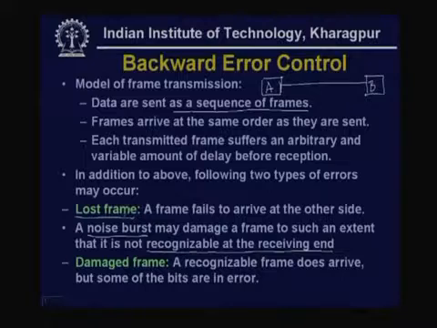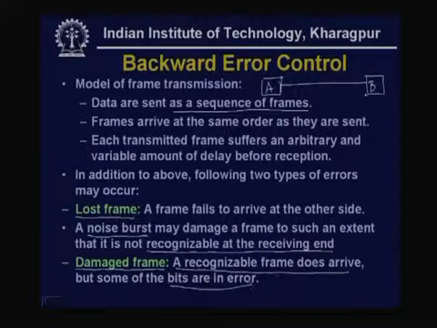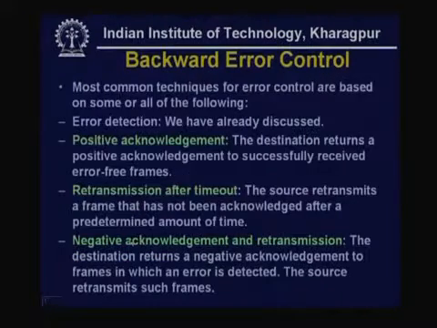Another possibility is that the frame is damaged. Whenever an error occurs and that is detected by a suitable error detection scheme that we have already discussed, then we can say that the frame is recognizable, but some errors have occurred, bit errors have taken place. In such a case we call it a damaged frame. So we have to take into consideration these two situations whenever we consider error control.